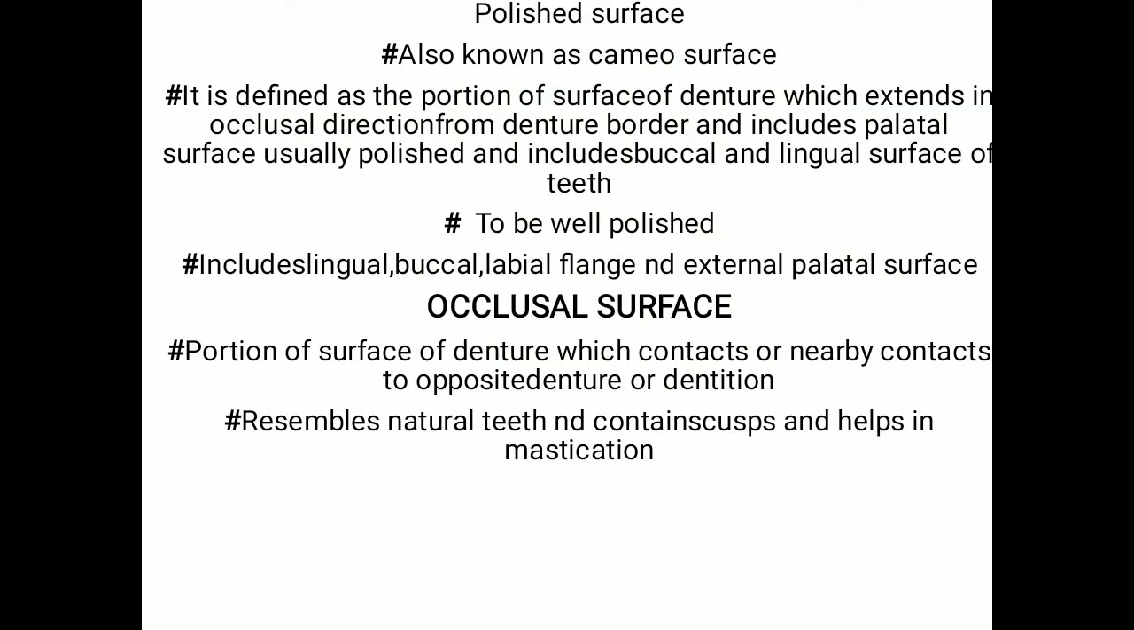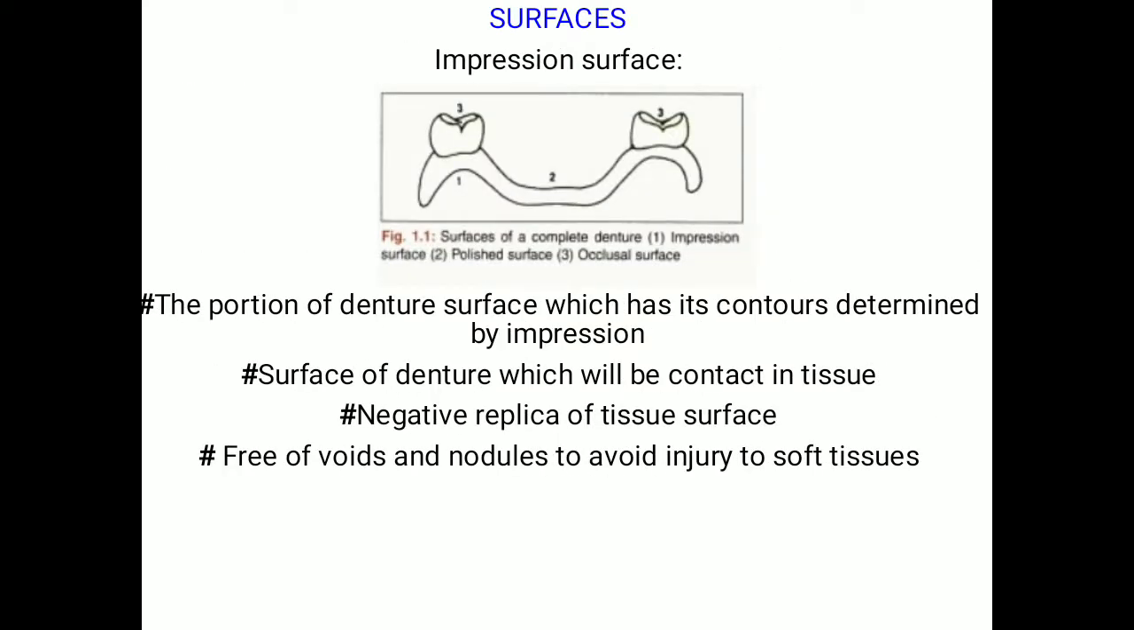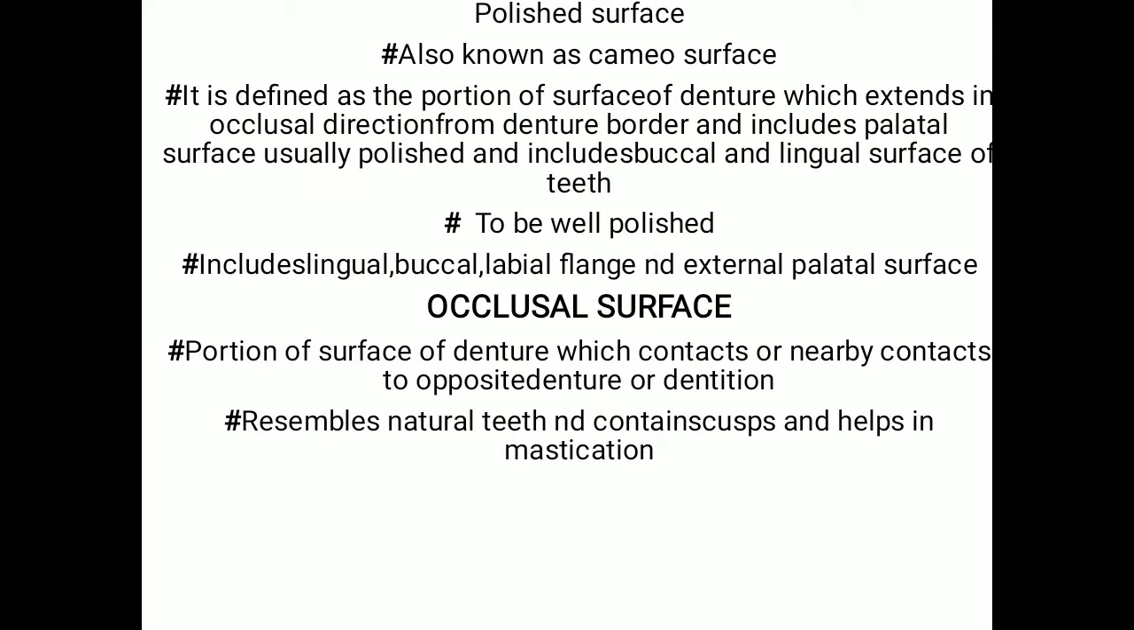Next one, the polished surface. That is the center part. It is also known as the cameo surface. The definition is the portion of the surface of the denture which extends in the occlusal direction from the denture border and includes the palatal surface, usually polished, and also includes the buccal and lingual surfaces of the teeth. The polished surface will always be well polished. It includes the lingual, buccal and labial flange and the external palatal surface.